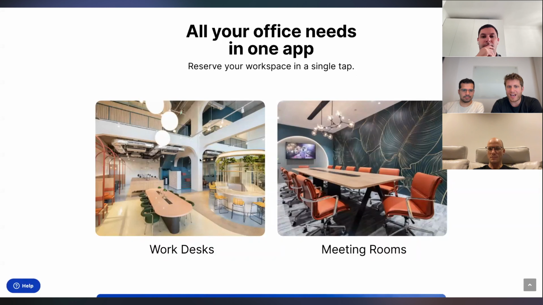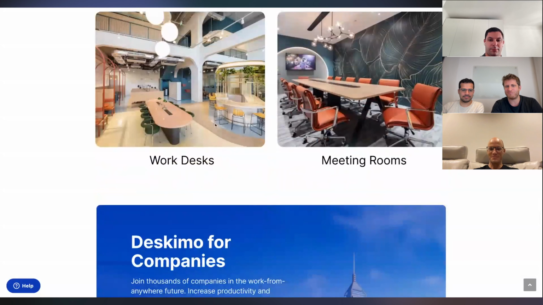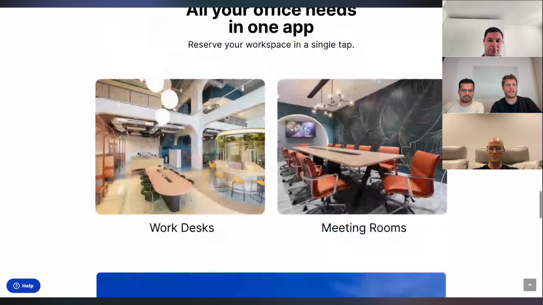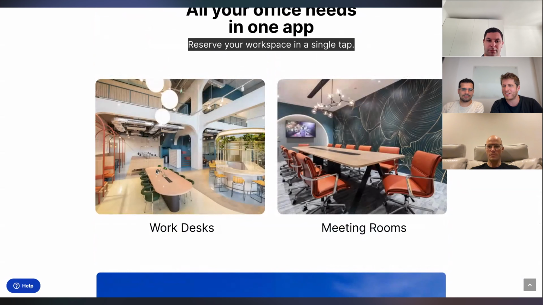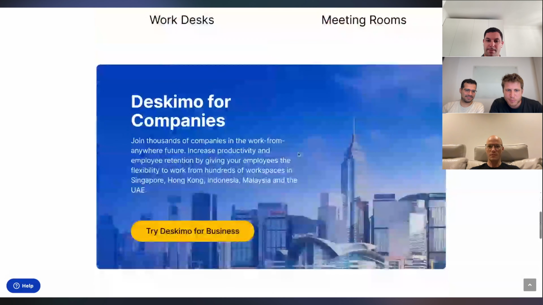Reserve your workspace in one single tap. When I read that, I went to tap, but nothing happened. So I would definitely say, keep in mind what your copy is about to prime a user with, right? In this case, single tap. Well, no taps there. I think like this blue.